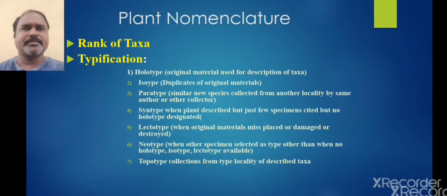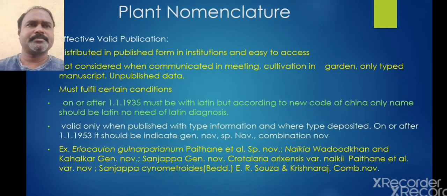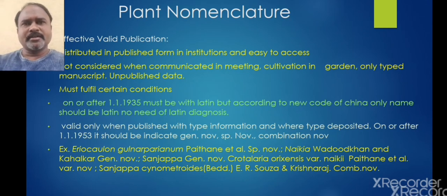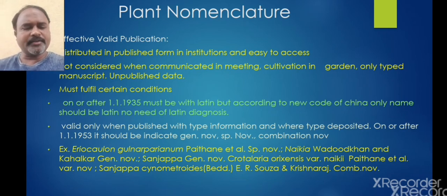Valid publication. A new name of a taxon is considered valid or effective for publication only when it is distributed in printed form in a general meeting, public meeting, or at least distributed in established institutions with libraries accessible to botanists.